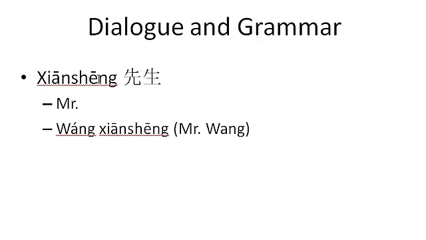先生 means Mr. Like 小姐 means miss, 先生 means Mr. So in the video we saw Mr. Wang. And again, in Chinese, it's swapped around. In English, we have the Mr. in front of the name. In Chinese, they have the Mr. in back of the name. Wang 先生.